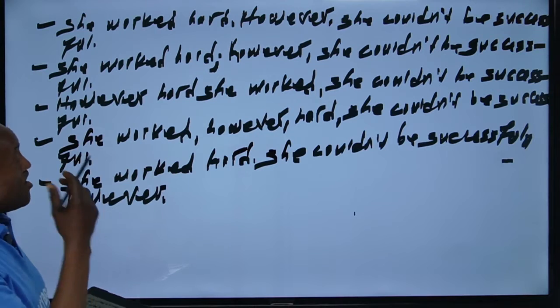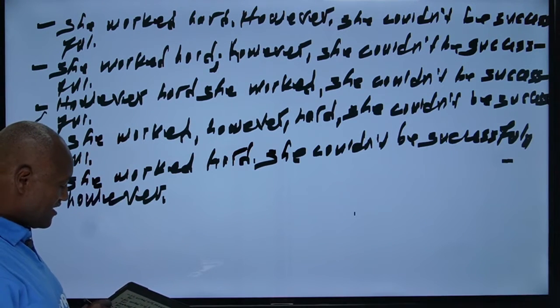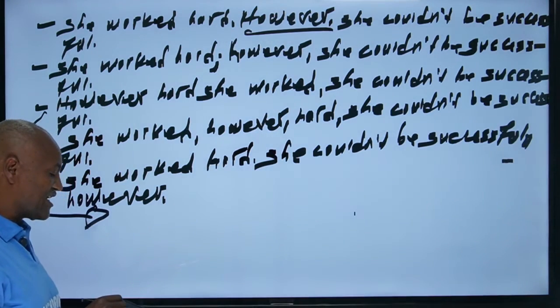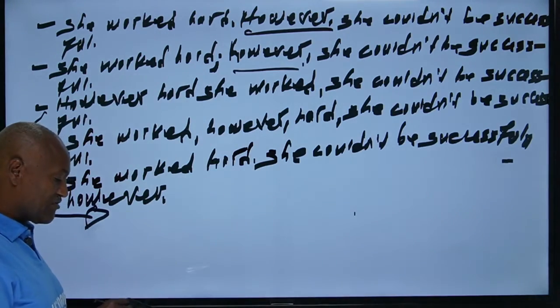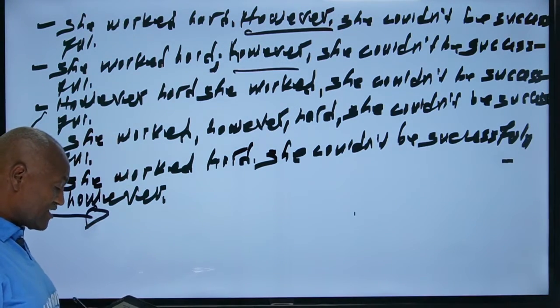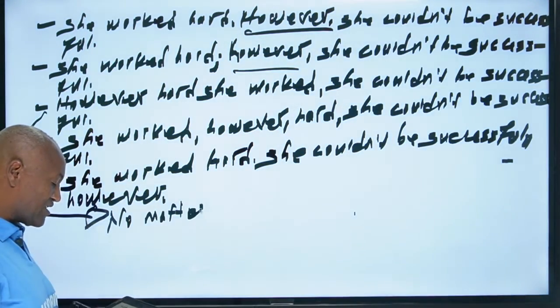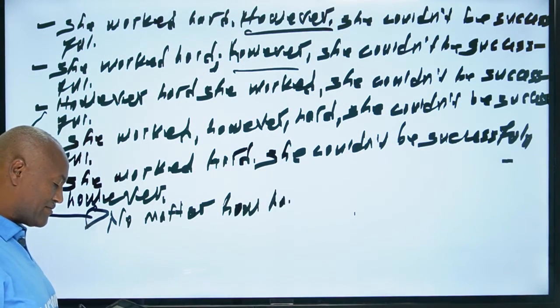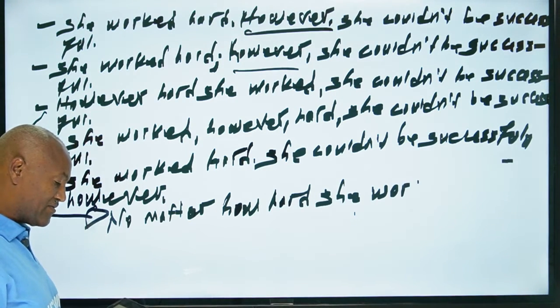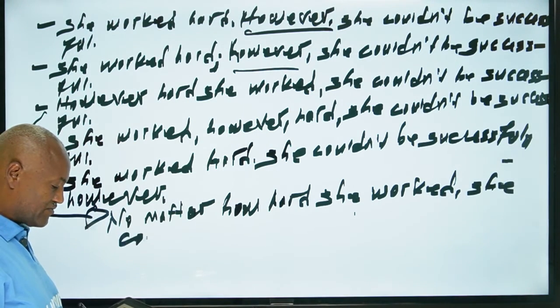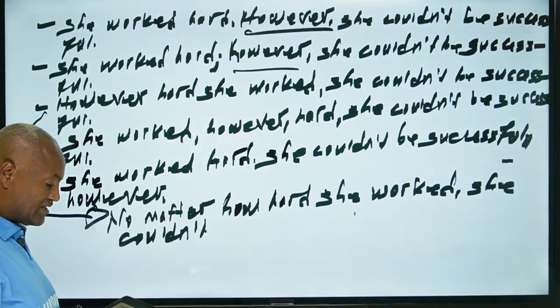Have you seen? Here, for instance, we can replace with nevertheless, nonetheless. We can replace here. But here, only no matter how can replace however in this pattern, on the third one. No matter how hard she worked, she couldn't be successful.